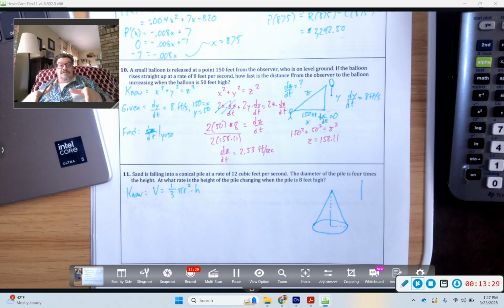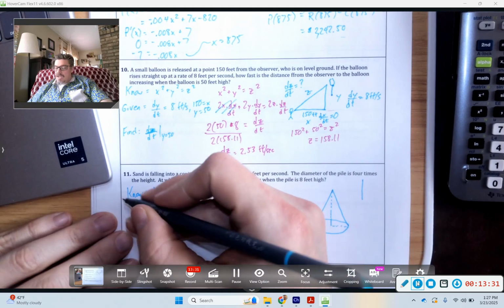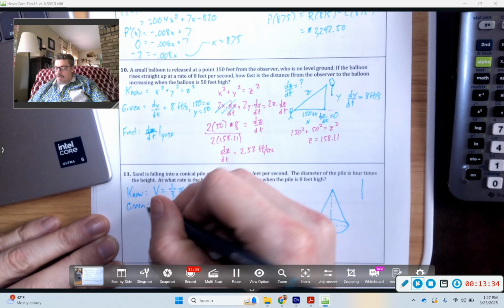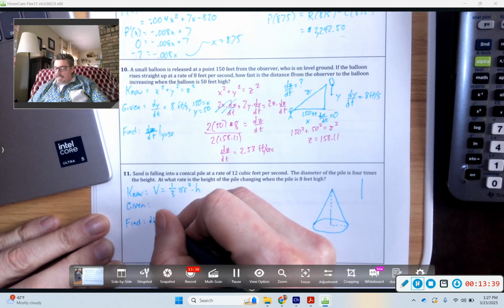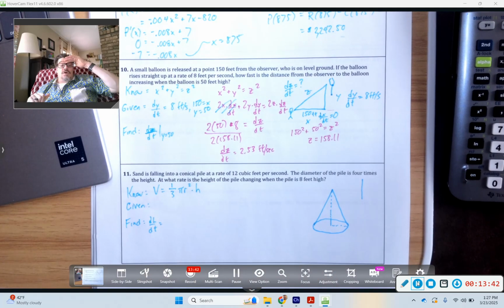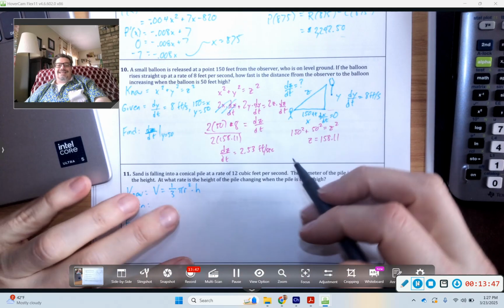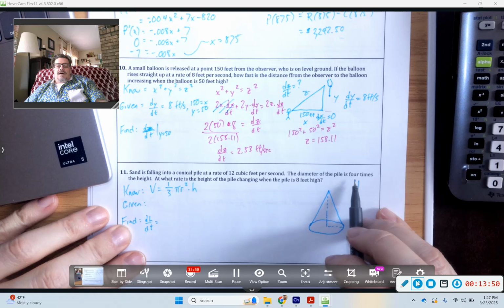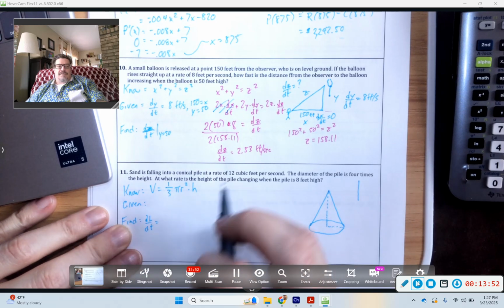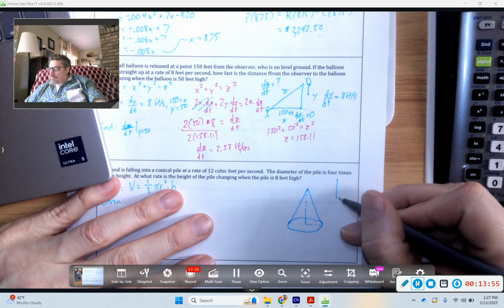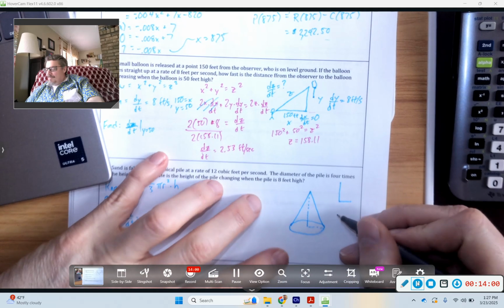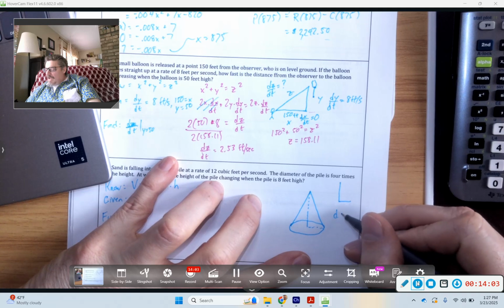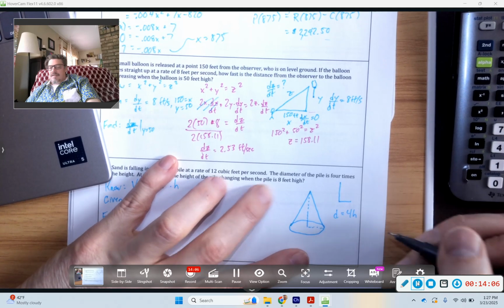We've got to write r in terms of h, because we are looking for dh/dt. Okay, so we need to know that. So what we've got to do is pull out the r and put in an h. And they gave us a clue here that the diameter is 4 times the height. So diameter equals 4 times the height.